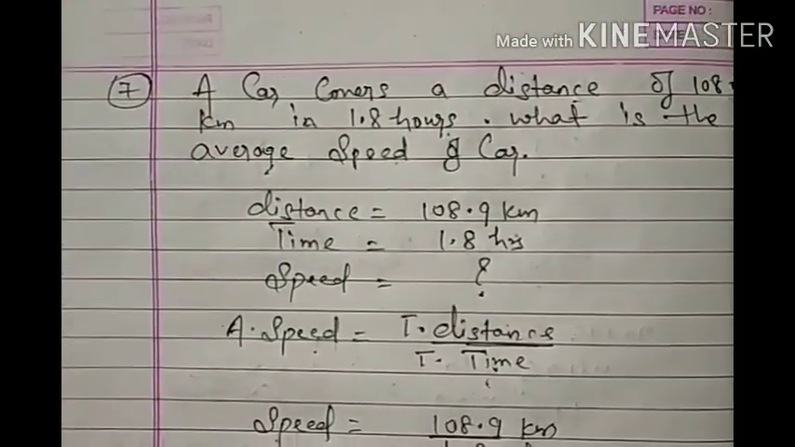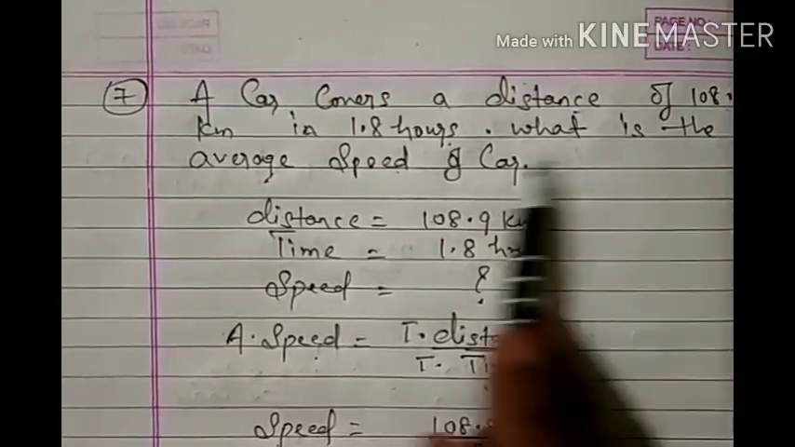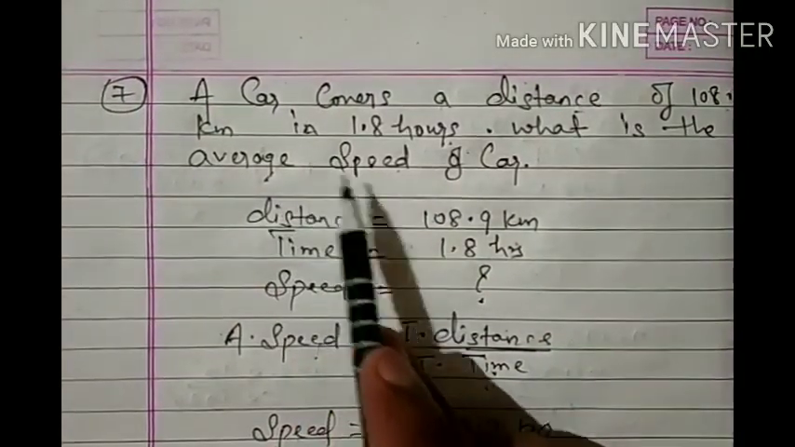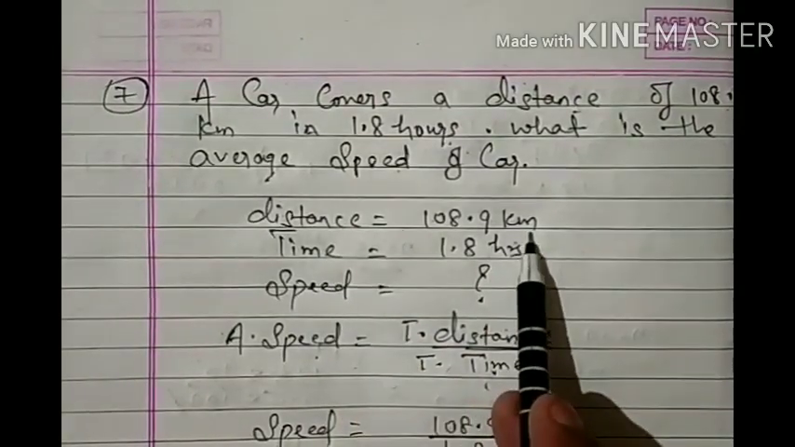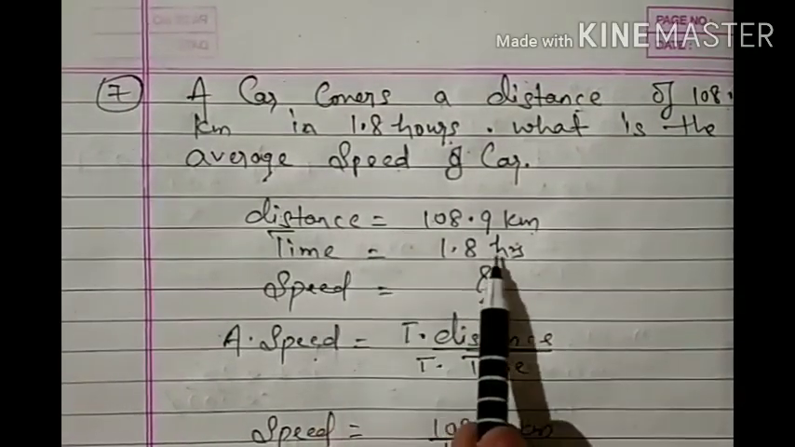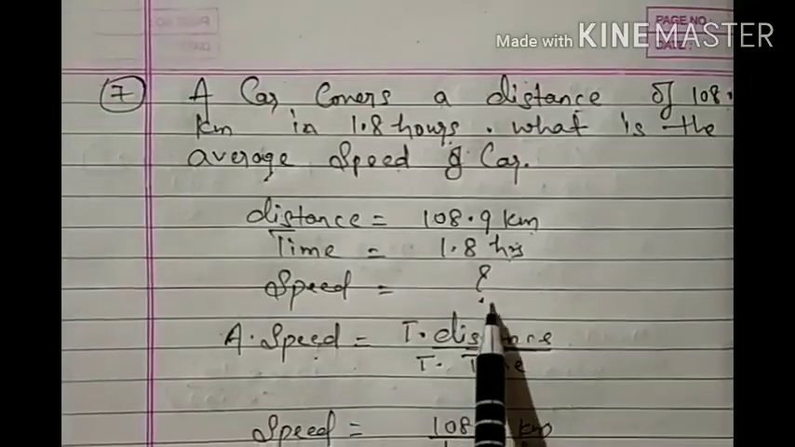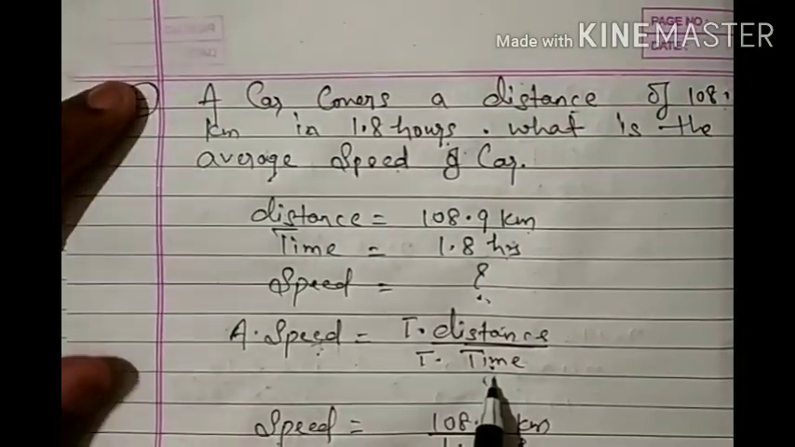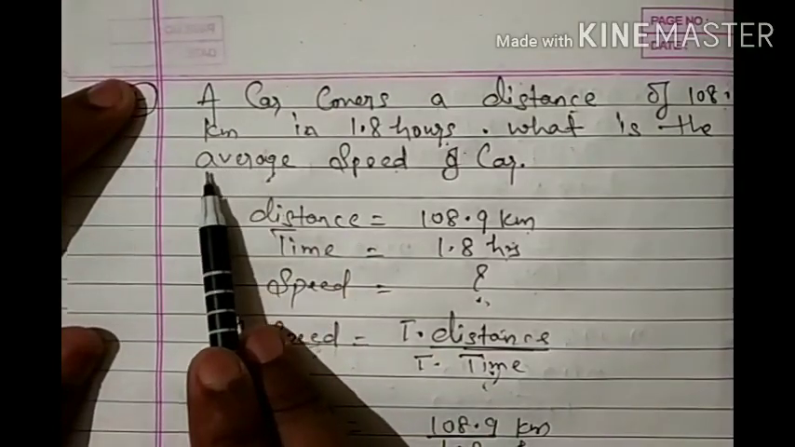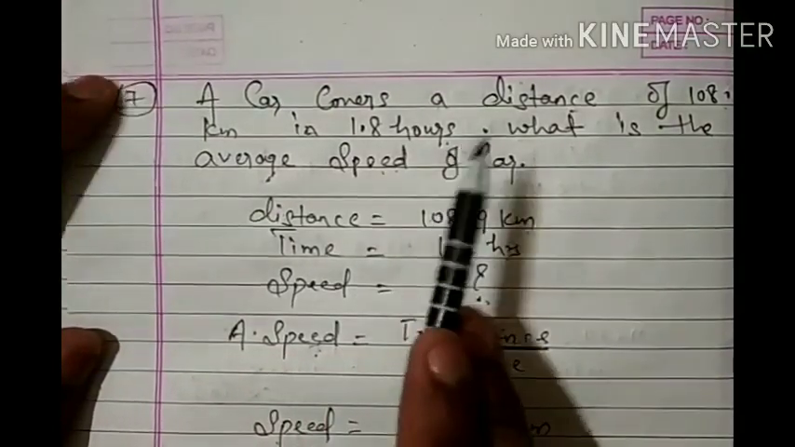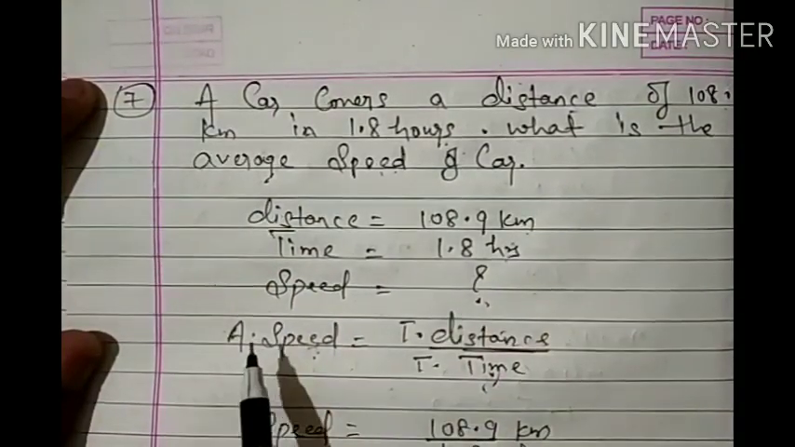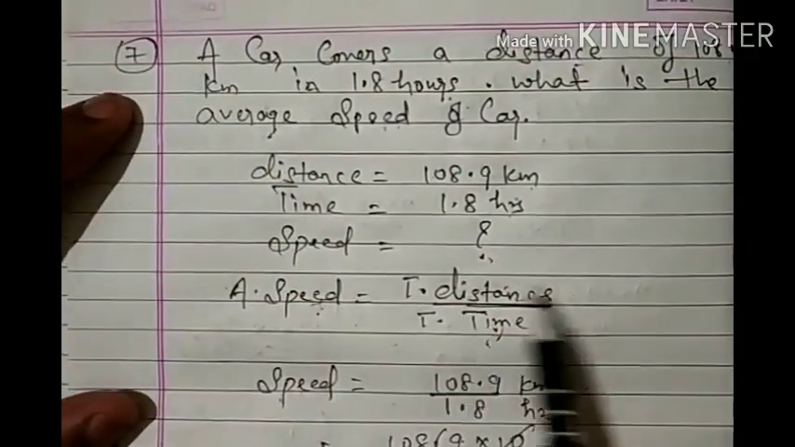The question was, a car covers a distance of 108.9 kilometer in 1.8 hours. What is the average speed of the car? Distance is equal to 108.9 kilometer. Time is equal to 1.8 hours. We have to find out speed. What is the formula of speed? Speed is equal to distance by time. We were asked about average speed. In this particular question, we will treat average speed as speed, because what is the formula of average speed? Total distance covered by total time.